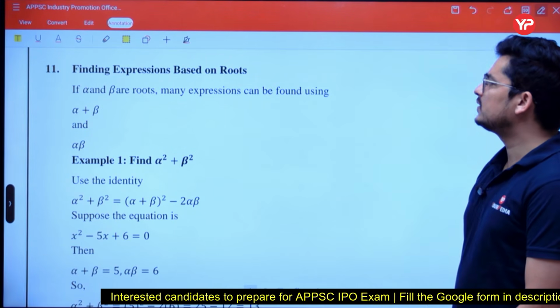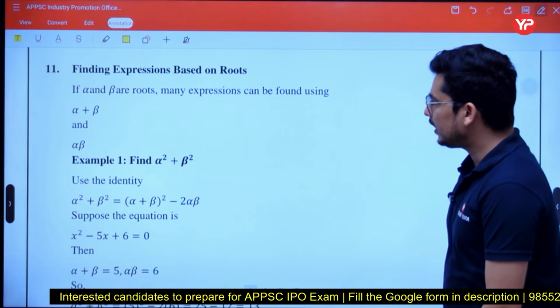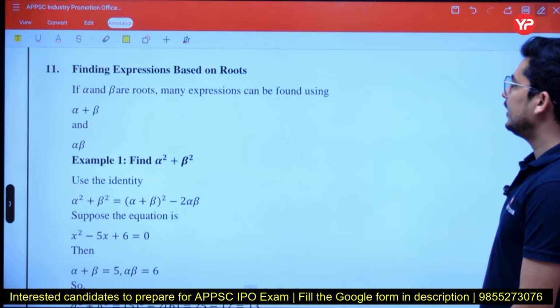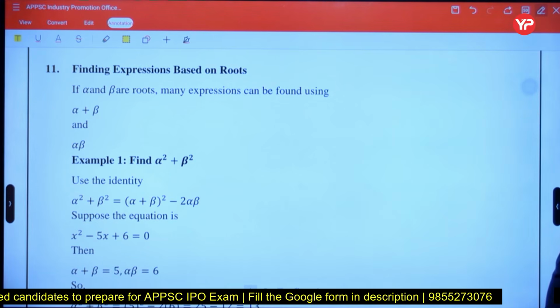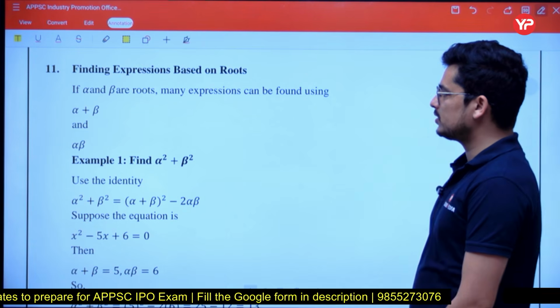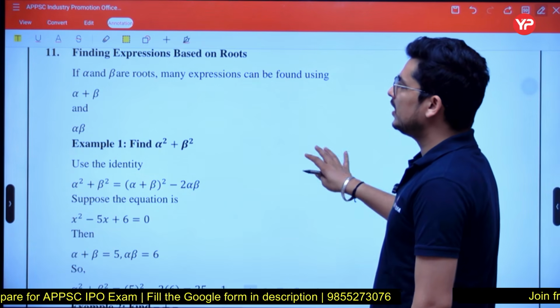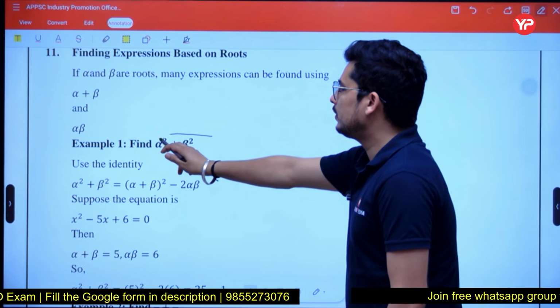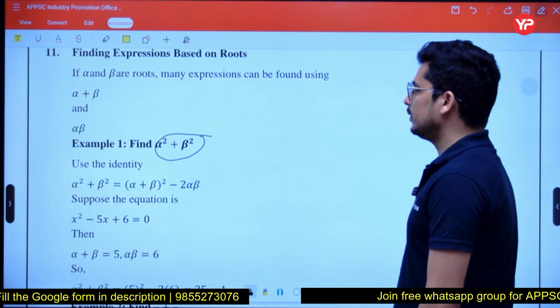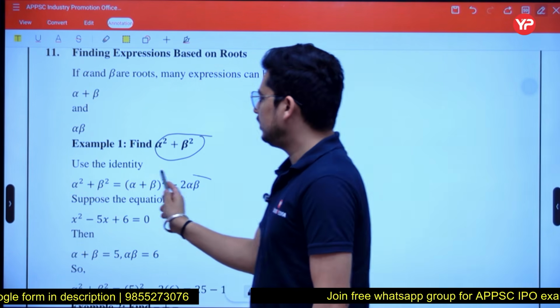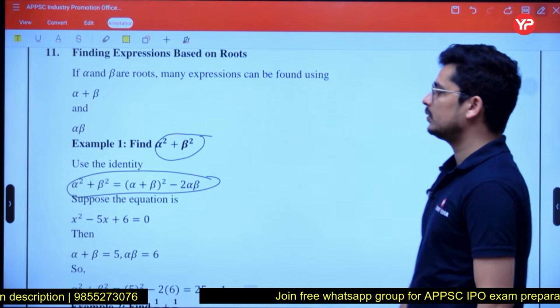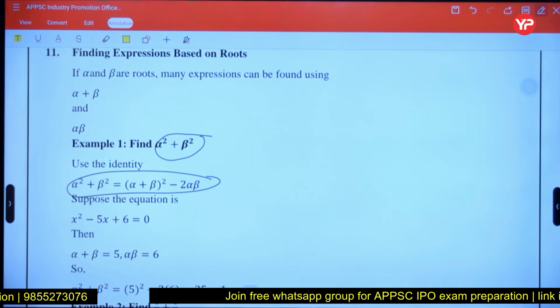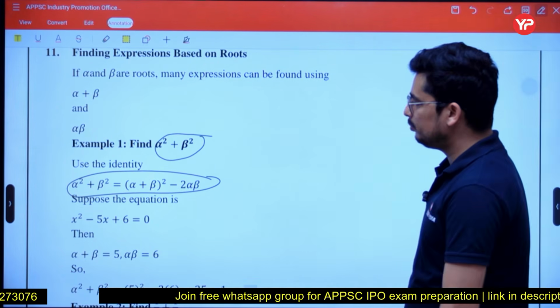Now, what is that one? It is given to you that alpha and beta are the root. Then we have to find the expression of that given equation, right? Sometimes he asks you that alpha plus beta is given to you, alpha into beta is given to you. You have to calculate alpha square plus beta square. So remember this formula like this. Alpha square plus beta square is going to be alpha plus beta whole square minus twice of alpha beta.